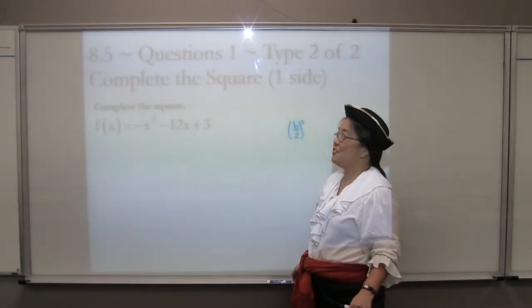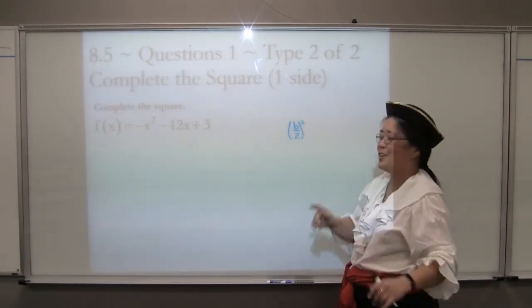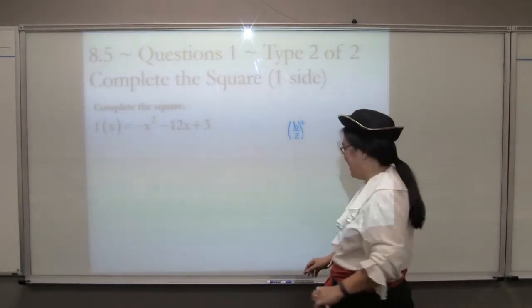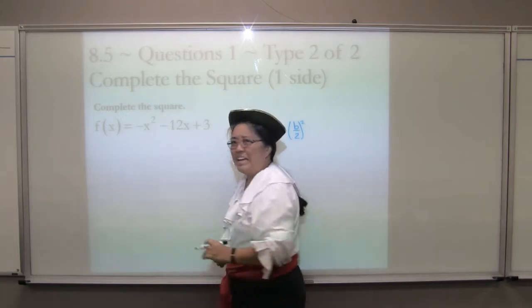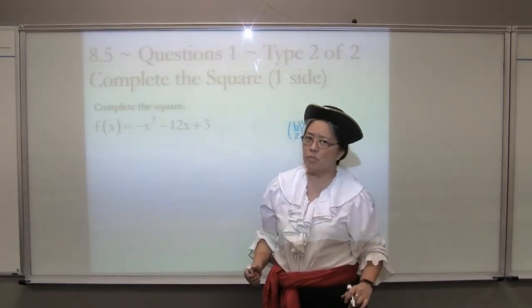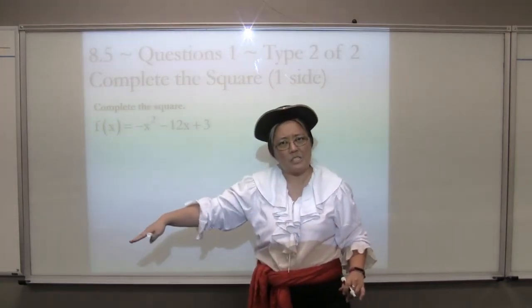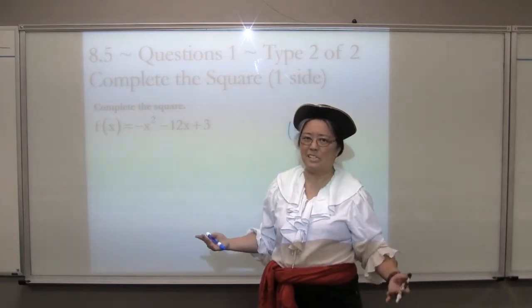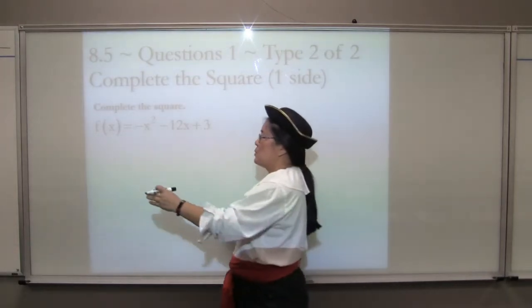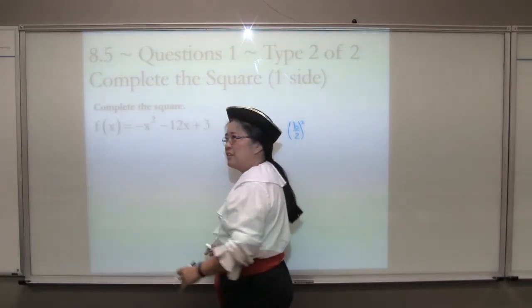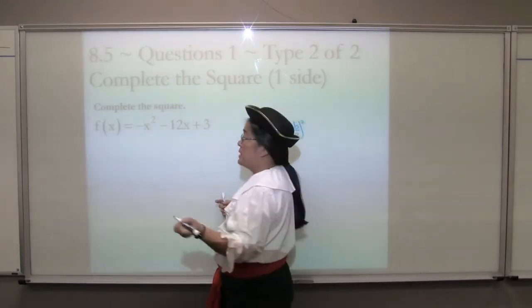Chapter 8, Section 5, Question 1, Type 2 of 2. Here it is, slightly harder. Oh no, it has a leading negative. Normally we would move it to the other side of the equation, so it would be positive, but you can't do that because we're not allowed to touch this side. That has the function notation there. How do we deal with this?